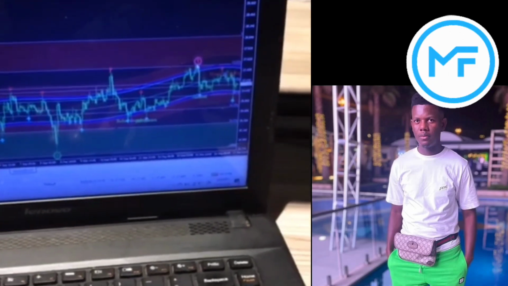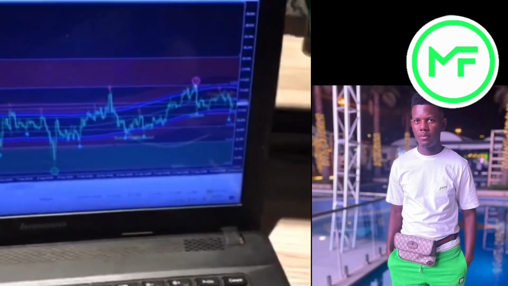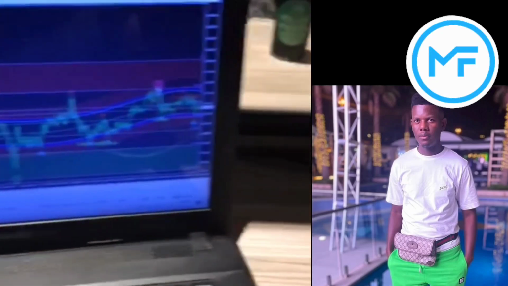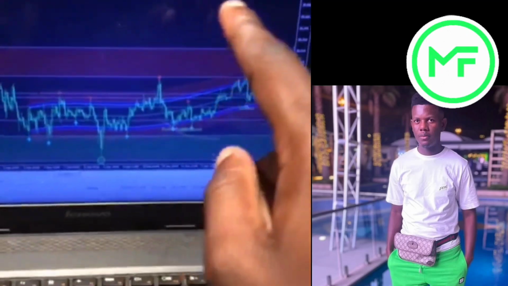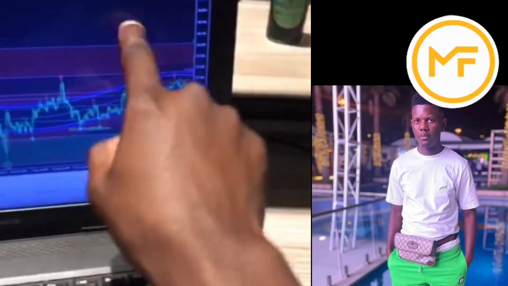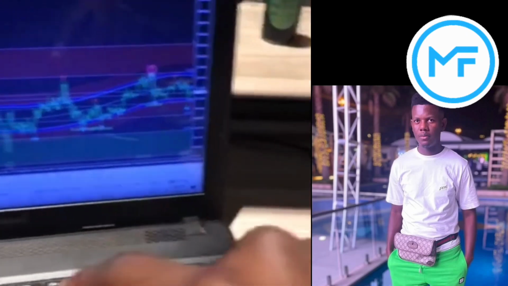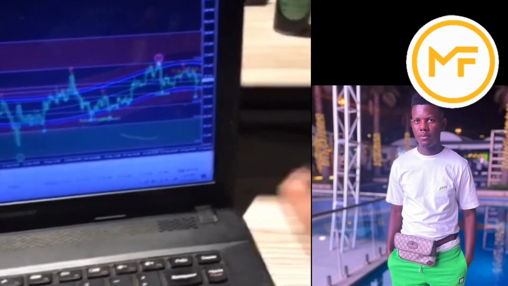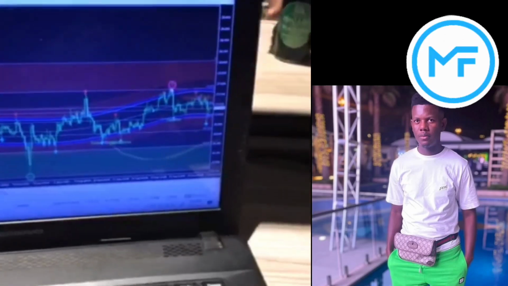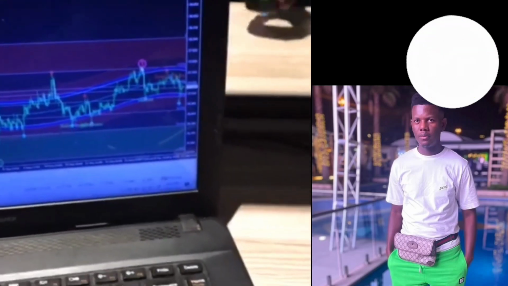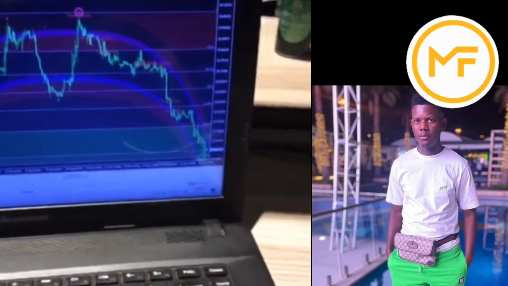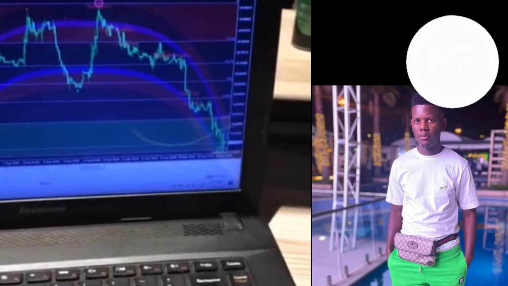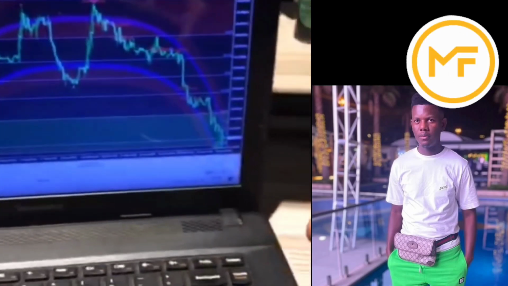From your red level, what will determine your next movement is the wave. The wave determines your next movement. These two parts only determine your direction, but the wave determines your next movement. So let's say you're from here, guys, on the red. Can you see the wave is still pointing down? The wave is still pointing down.